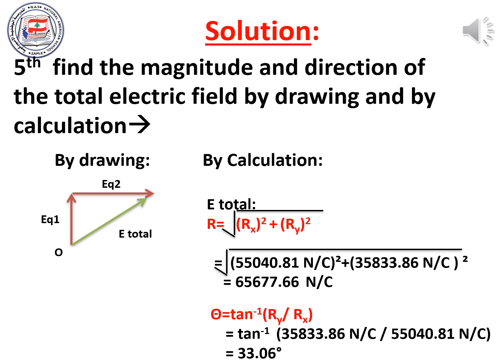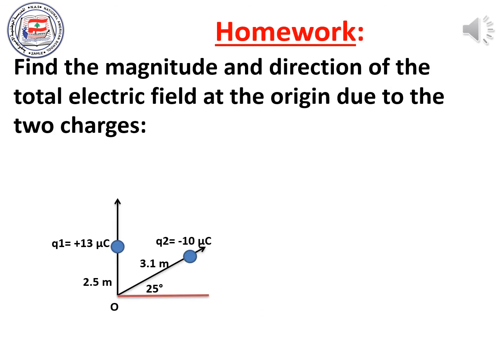As a homework, please find the magnitude and direction of the total electric field at the origin due to the two charges, Q1, which is equal to positive 13 microcoulombs, and Q2, which is equal to negative 10 microcoulombs. Q1 is 2.5 meters away from the origin, Q2 is 3.1 meters away from the origin, and at an angle of 25 degrees to the horizontal.